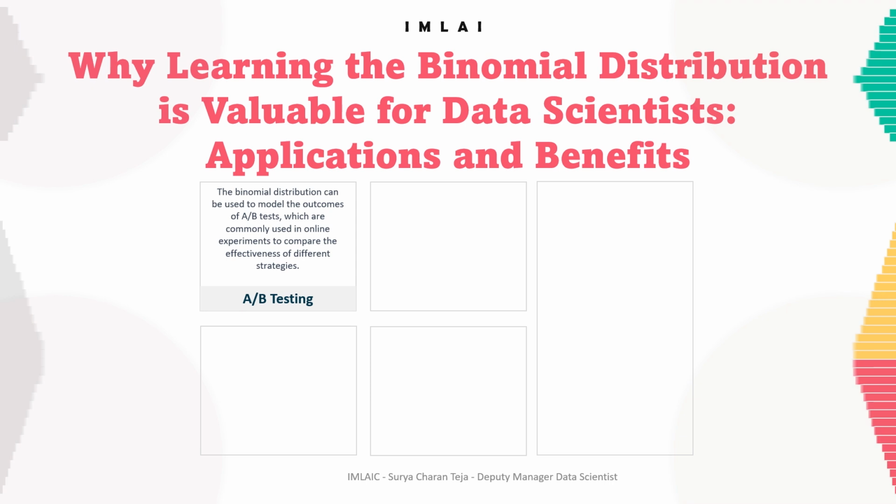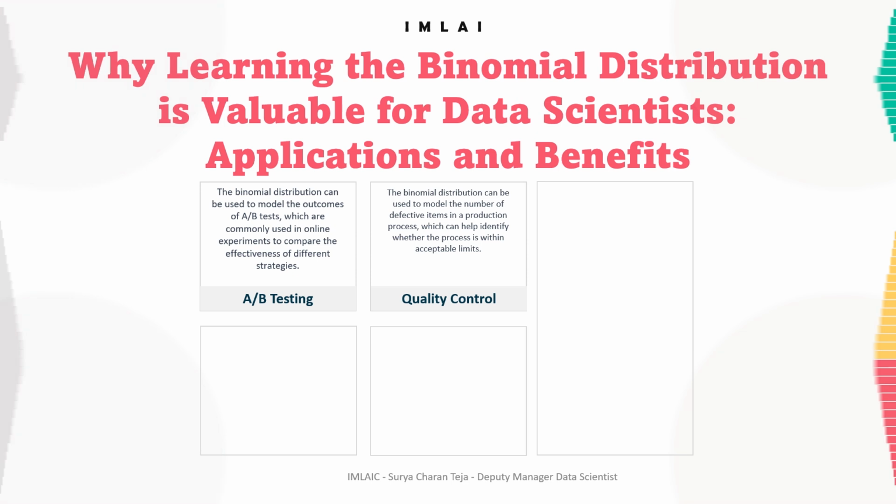They randomly show each version of the web page to 100 visitors and record how many of them make a purchase. The number of purchases made by each group of 100 visitors follows a binomial distribution, which can be used to calculate the probability that one version of the web page is more effective than the other.